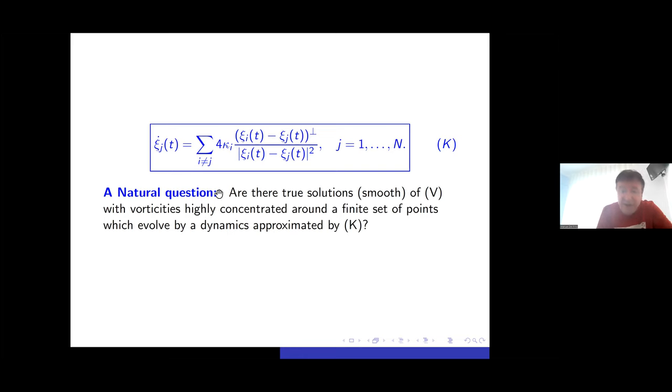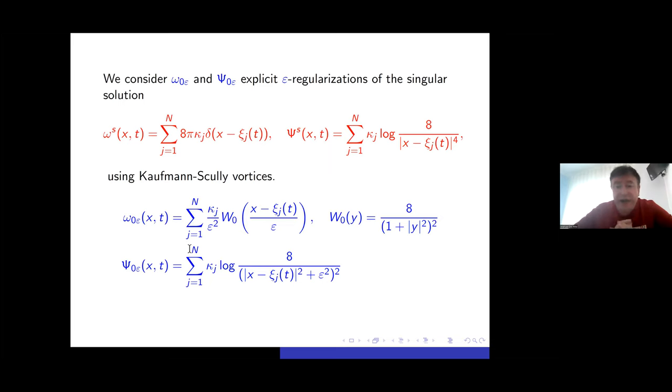So the question is the following. Are there true solutions of the Euler equation in vorticity form so that the vorticities are highly concentrated around points driven by this differential equation? Okay, in order to address that, let me observe the following first. I will continue to use the notation omega s and psi s for the formal vorticity and for the formal stream function. And I will propose the following regularization of the Dirac deltas.